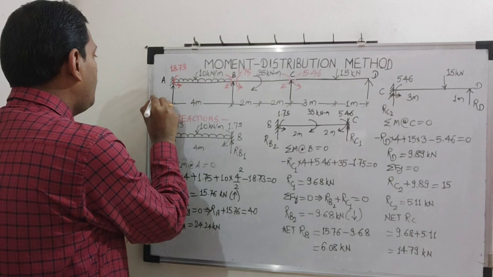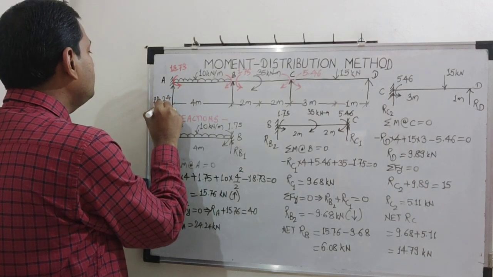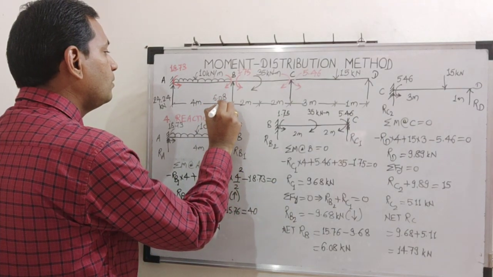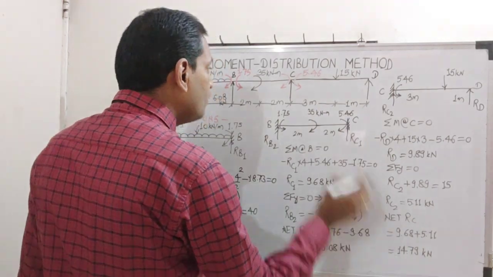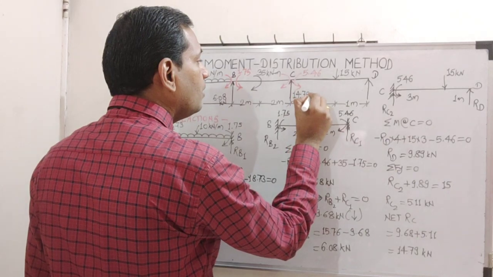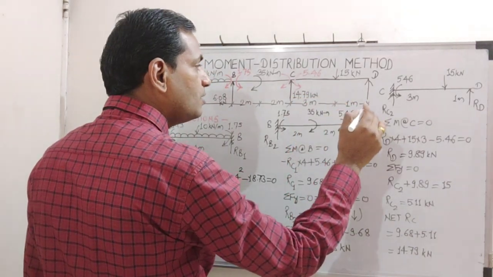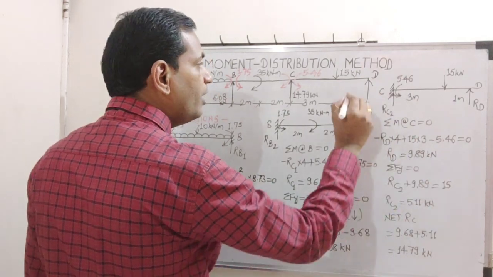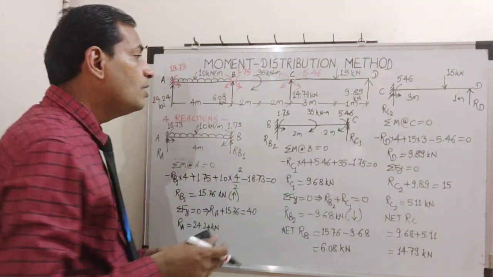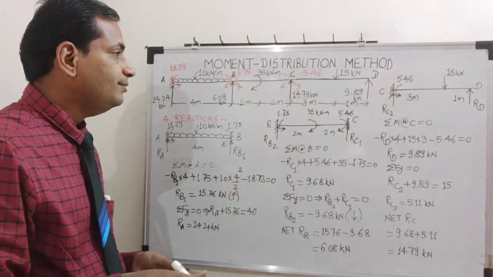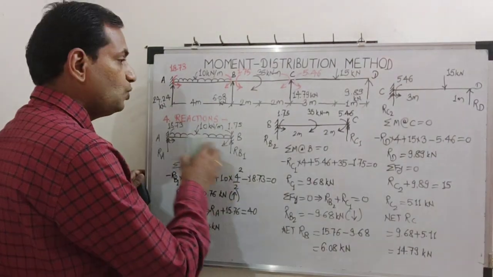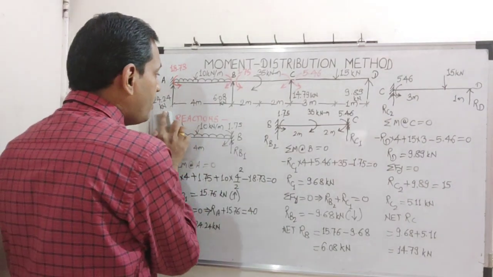Note all the four reactions here. RA 24.24, net RB 6.08, net RC 14.79 kilonewton, and net RD is 9.89 kilonewton. Now we will draw the shear force diagram. Okay. So again I will rub all this because it is not required.